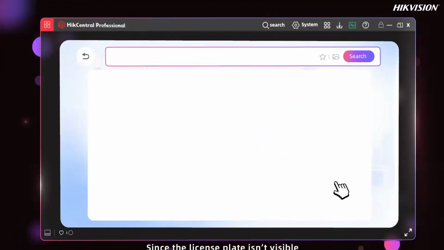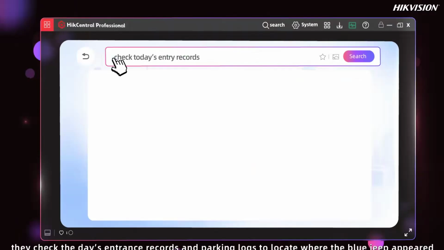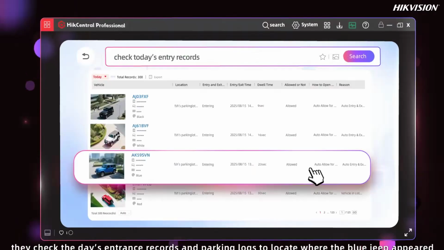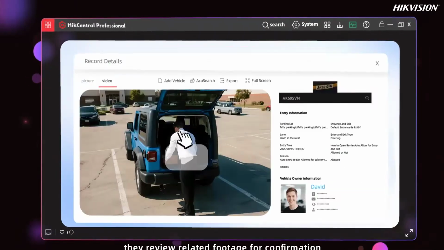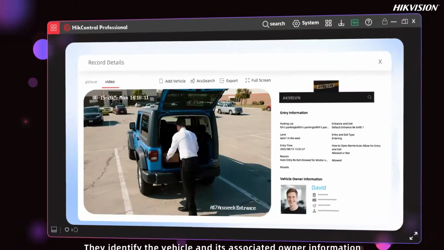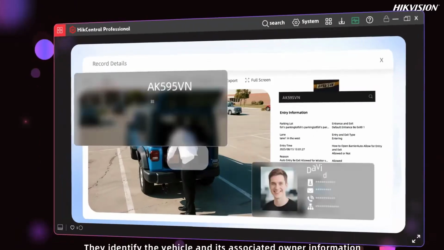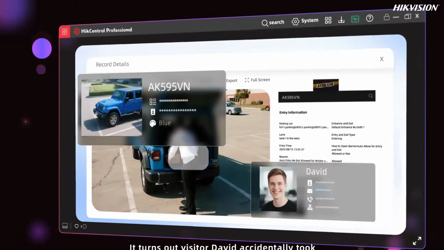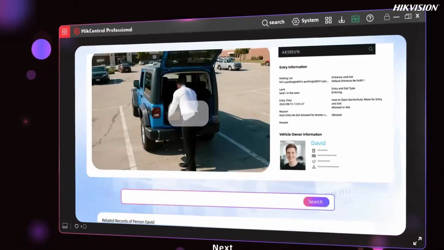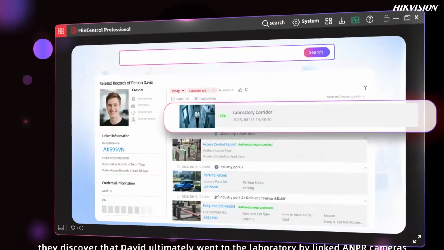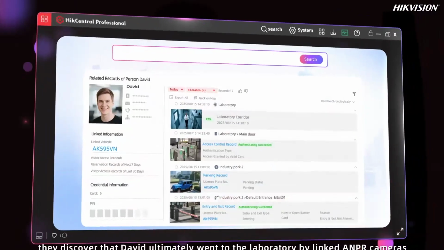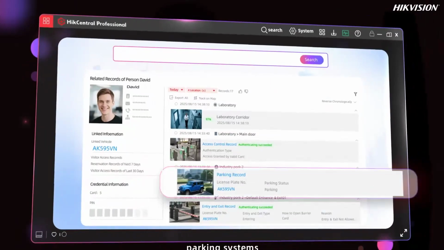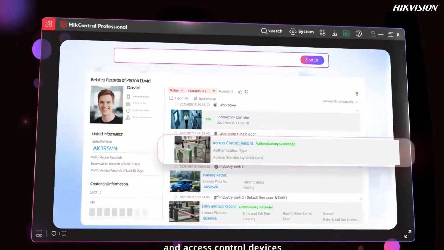Since the license plate isn't visible, they check the day's entrance records and parking logs to locate where the blue Jeep appeared. After finding similar vehicles, they review related footage for confirmation. They identify the vehicle and its associated owner information. It turns out visitor David accidentally took it. Next, they discover that David ultimately went to the laboratory, by linked ANPR cameras, parking systems, and access control devices.